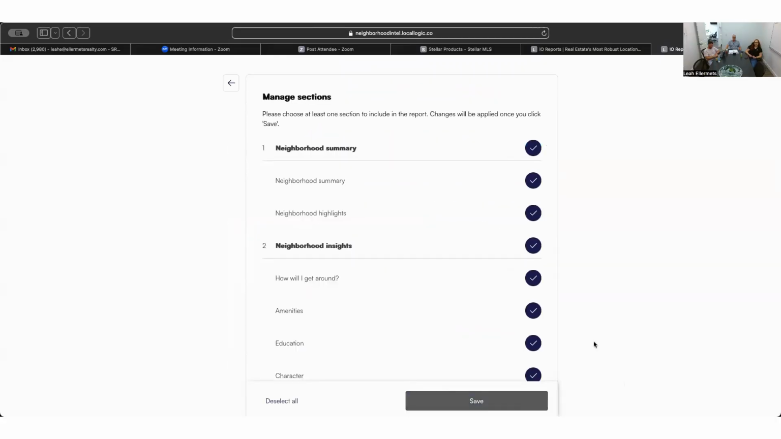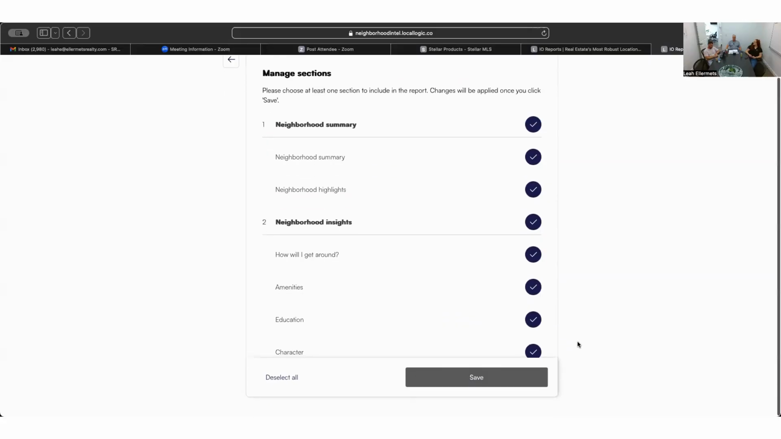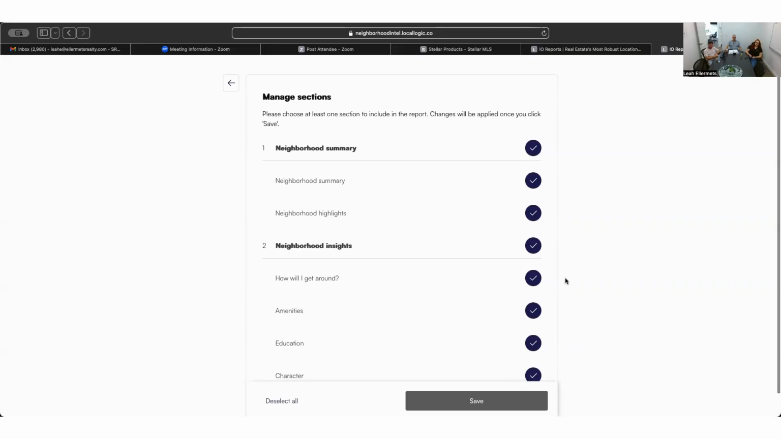So you basically decide which pages you want. Again, if a page doesn't make sense, you don't include it. That's easy enough too, right?